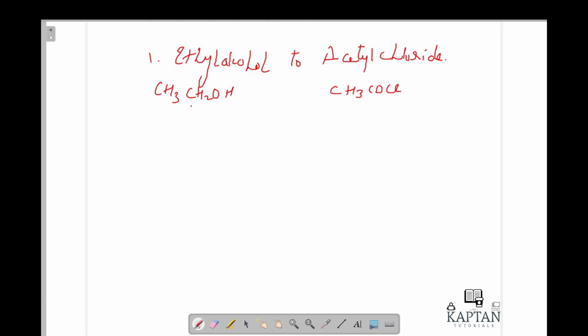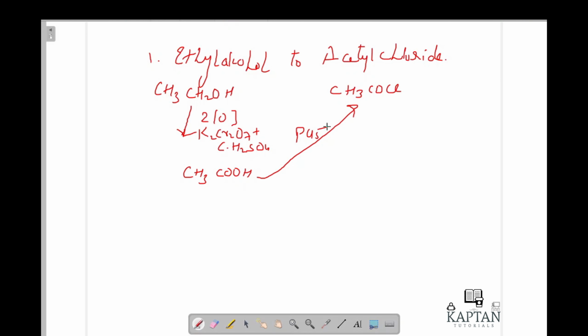So for that, the first step is that I will carry out an oxidation by using a reagent, that is K2Cr2O7 plus concentrated H2SO4. Okay. Now this will change into CH3COOH. Now in this CH3COOH, if I directly use a reagent such as PCl5 or PCl3, any of the reagents I can use, then it changes into acetyl chloride, that is CH3COCl.